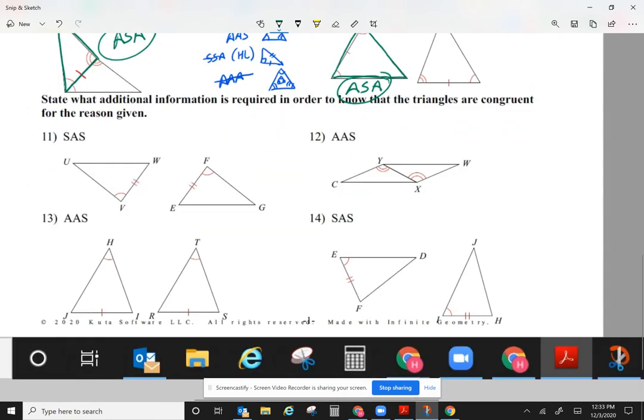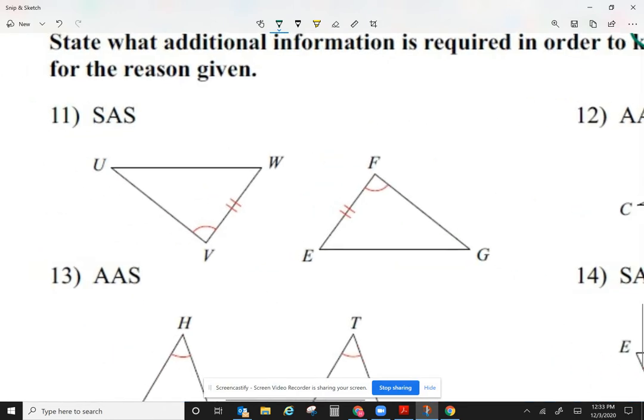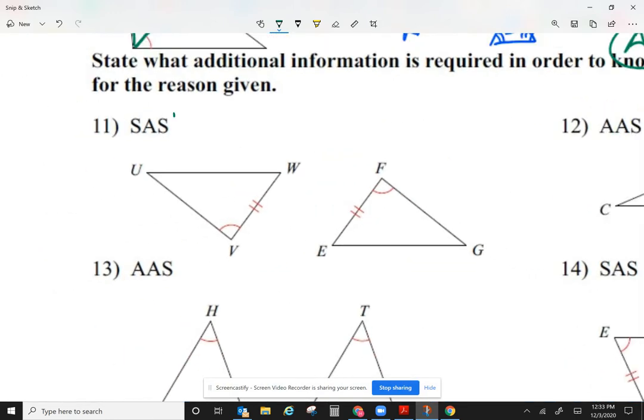All right, the second part is state what additional information is required in order to know that the triangles are congruent for the reason given. So I want it to be congruent. I'm even giving you a rule. Question number 11, I want it to be side, angle, side. From the three things I'm supposed to have marked, in this case, two sides and one angle, from the three marks I'm supposed to have, I'm missing one of them. What am I missing? Remember, I want it to be two sides and the angle in between.